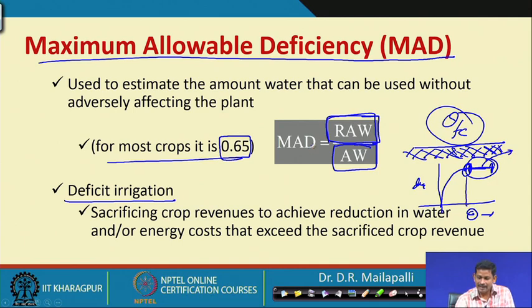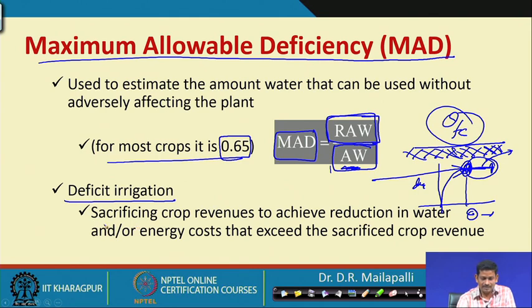So, here MAD decides this point basically, at 65% of depletion in available moisture content. That is MAD. This kind of irrigation practice is called deficit irrigation, because you are allowing the plant to be a little bit stressed.